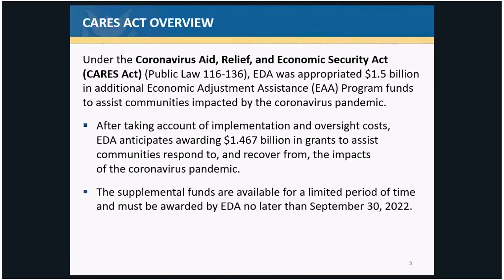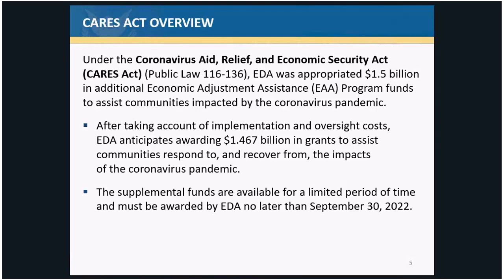So under the CARES Act, the Coronavirus Aid, Relief, and Economic Security Act, EDA was appropriated $1.5 billion in additional Economic Adjustment Assistance Program funds to assist communities impacted by the coronavirus pandemic. After taking account of implementation and oversight costs, EDA anticipates awarding the vast majority of that, roughly $1.467 billion, in grants to assist communities to respond to and recover from the impacts of the coronavirus pandemic.